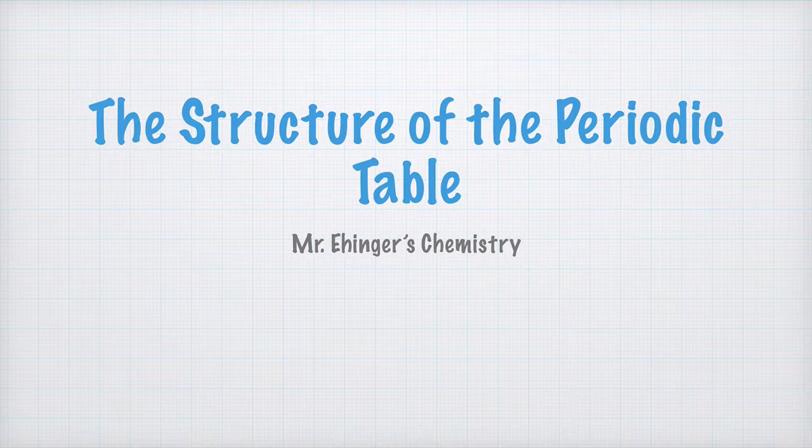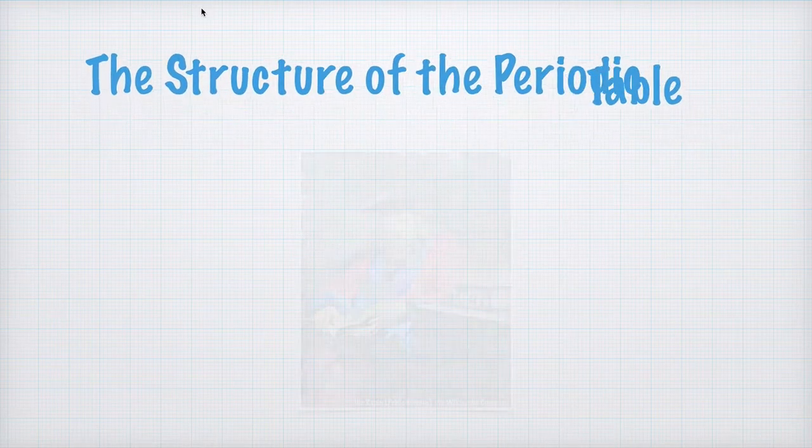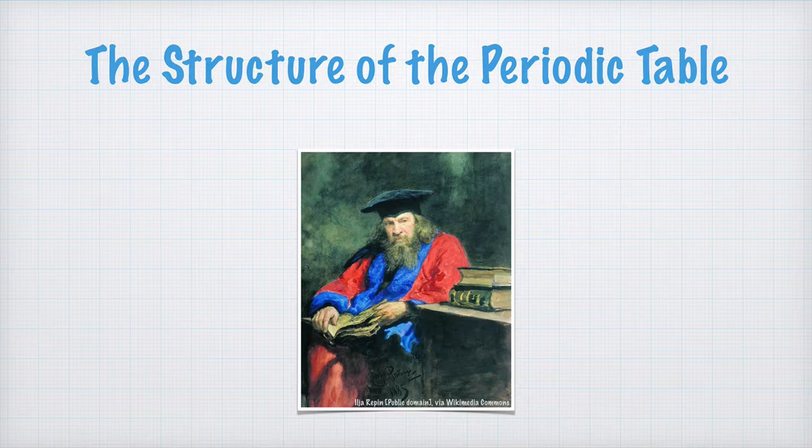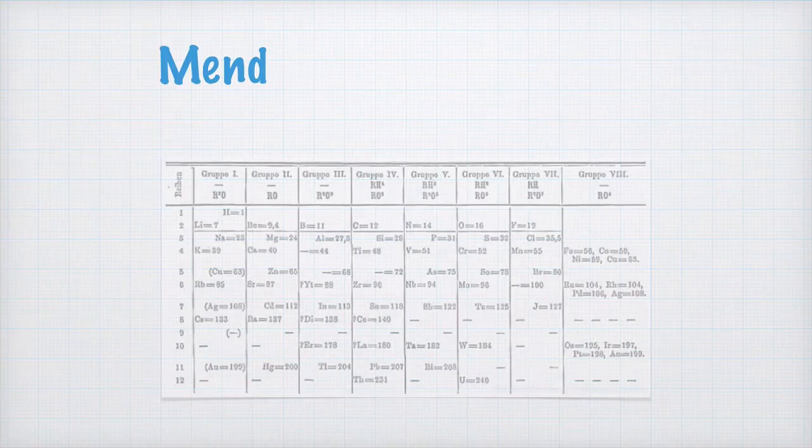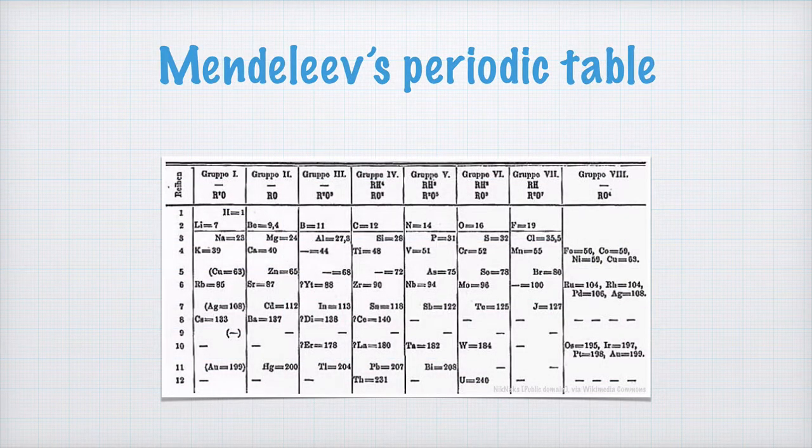We have already seen how Dmitri Mendeleev in the middle of the 19th century organized the known elements by atomic mass, and how he discovered that some of the properties of the elements repeated with some periodicity. He produced a periodic table that looked somewhat like this. This doesn't look like a modern periodic table, but we can still recognize a few things.